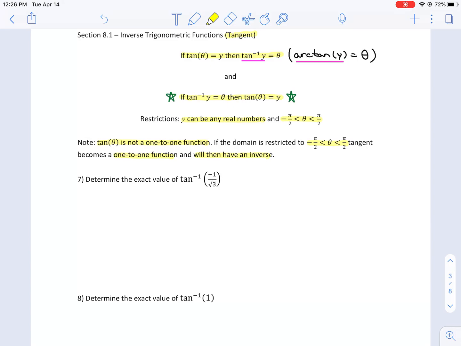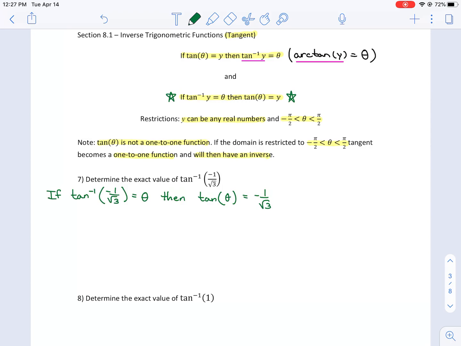So let's try example number 7. It says determine the exact value of the inverse tangent of negative 1 divided by the square root of 3. And I'm going to start by writing out the sentence. If inverse tangent of negative 1 divided by the square root of 3 is equal to theta, then tangent of theta has to equal negative 1 divided by the square root of 3.